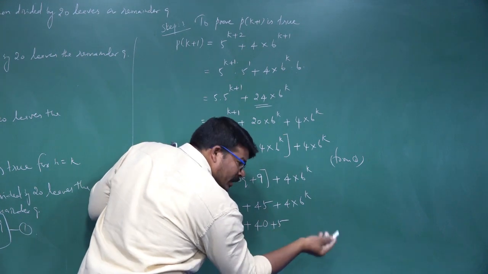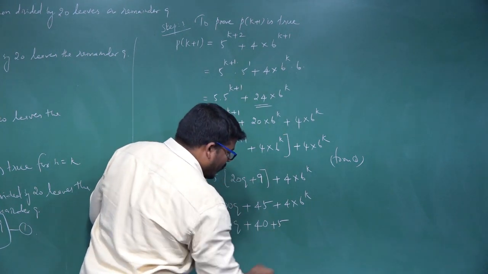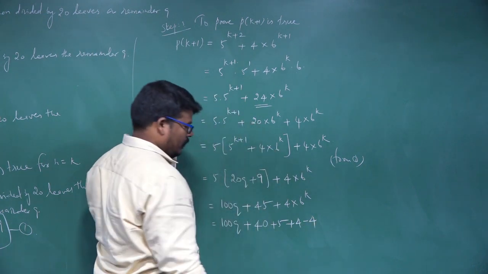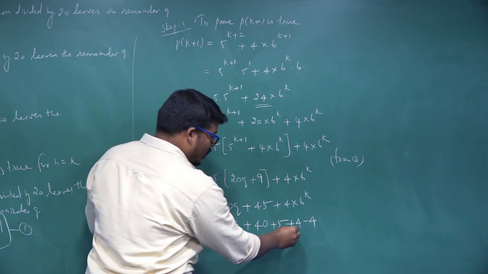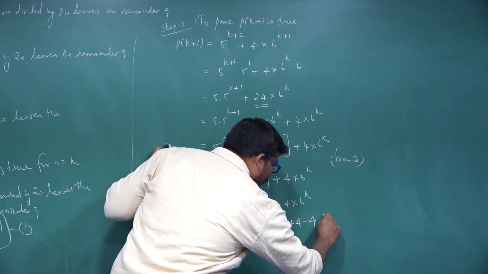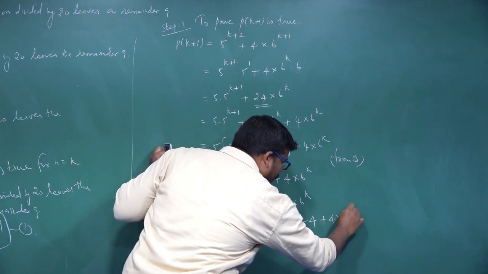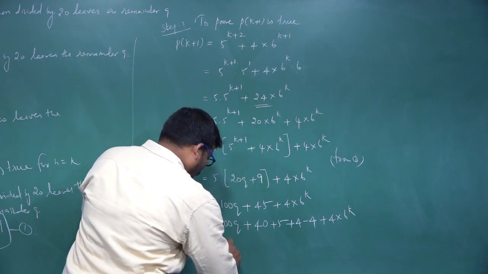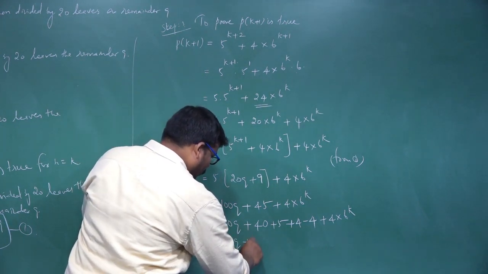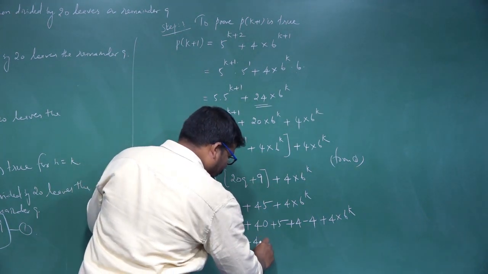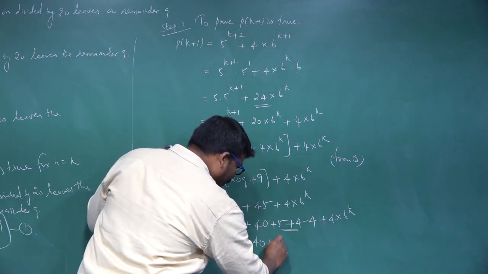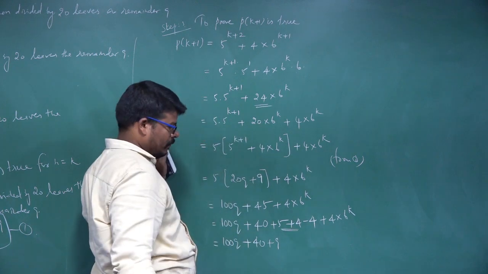So 5 plus 4 is 9. Add and subtract 4: plus 4 minus 4, plus 4 into 6 power k. It is equal to 100 cube plus 40, 5 plus 4 is 9, that is, it leaves the remainder 9.